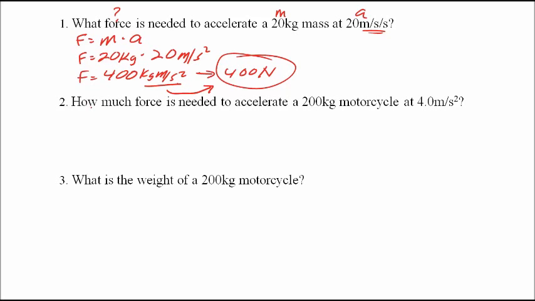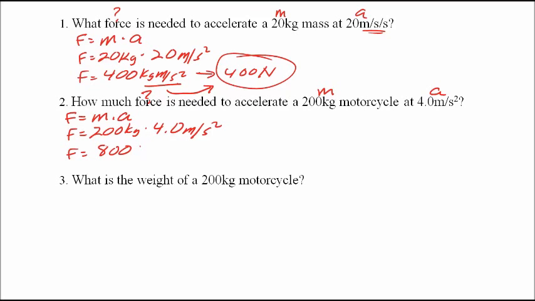All right, next question. How much force is needed to accelerate a 200 kilogram motorcycle at 4 meters per second squared? And again, we're looking for the force. We're given a mass and we have an acceleration. So the equation is still force equals mass times acceleration. The mass, 200 kilograms, times the acceleration, which is 4.0 meters per second squared. So the force is 200 times 4. It's going to give me 800.